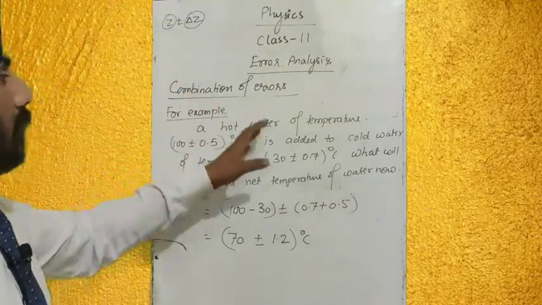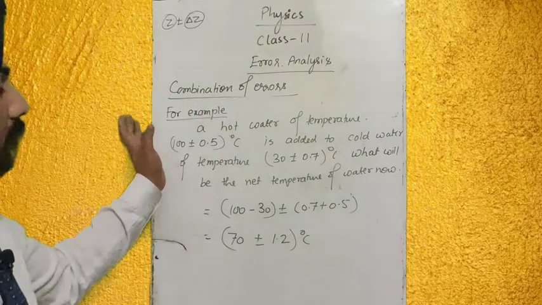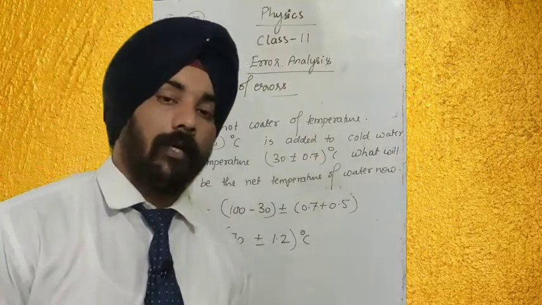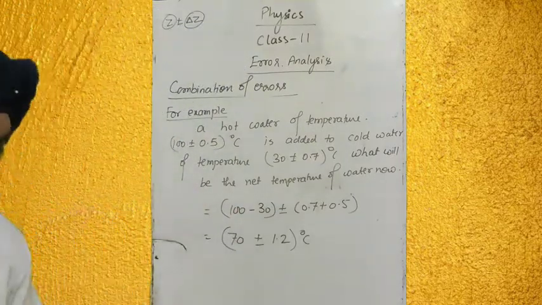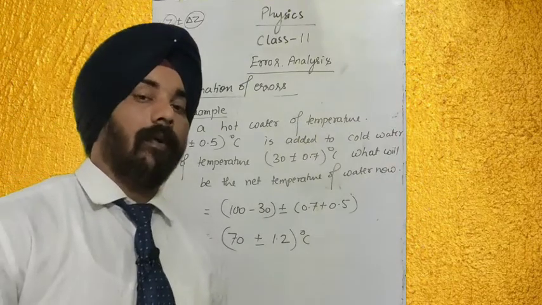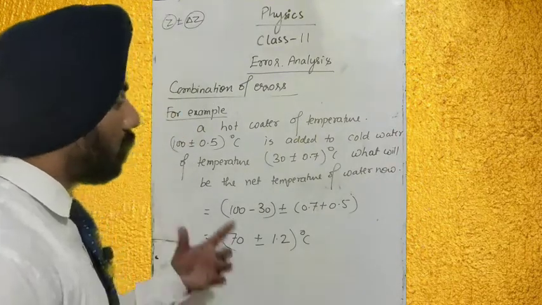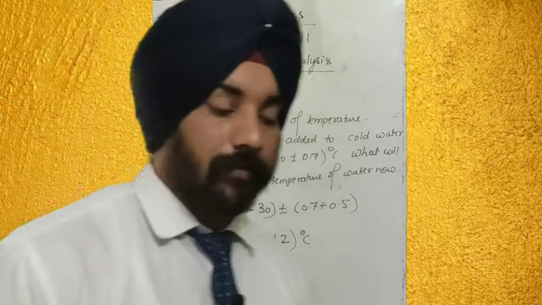In error analysis, we are going to combine the errors by addition, by subtraction, by multiplication, by division, and by taking them in the form of an exponent. The rest of the two parts I'll explain in the next video.